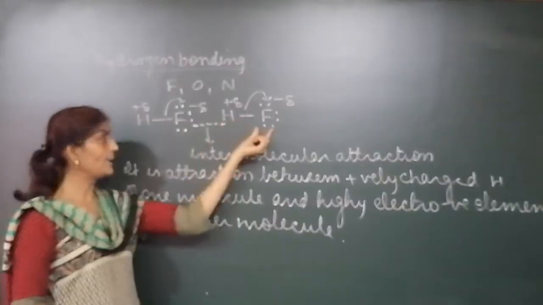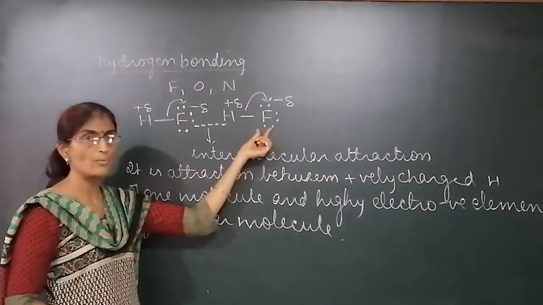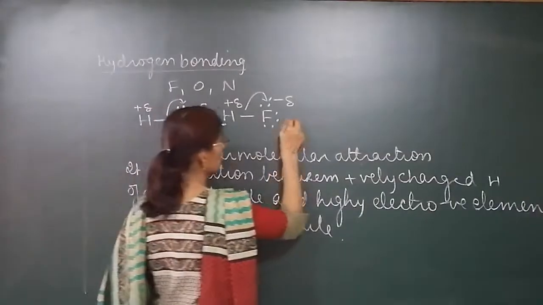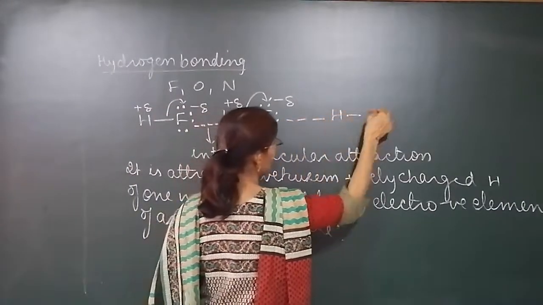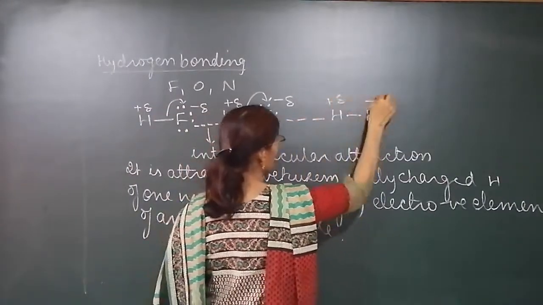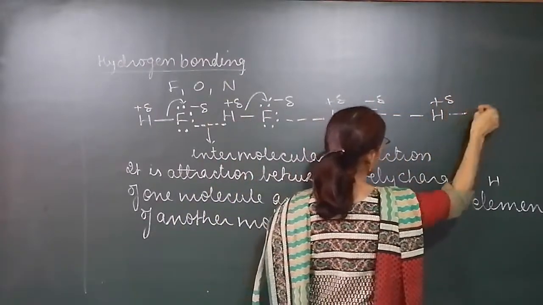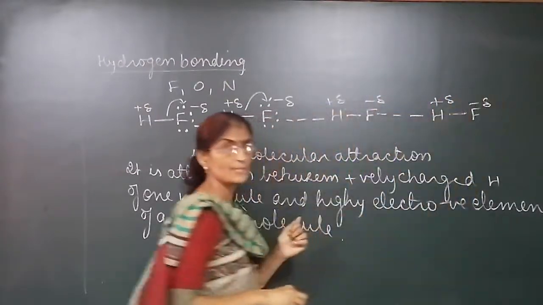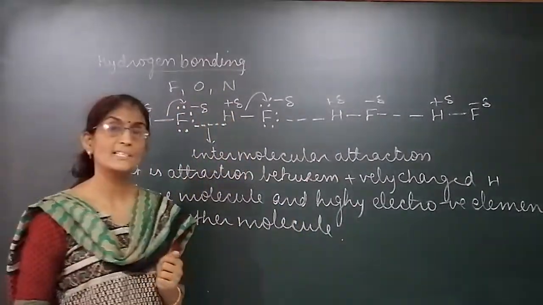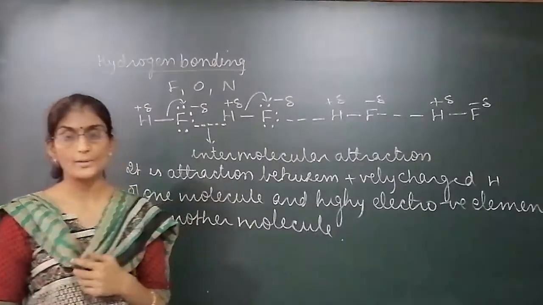Okay, so the highly electronegative atom fluorine forms intermolecular hydrogen bond. Many molecules can join. It joins with another molecule: hydrogen is partial positive, fluorine is partial negative, and it joins with another molecule. So in HF, there is intermolecular hydrogen bond.